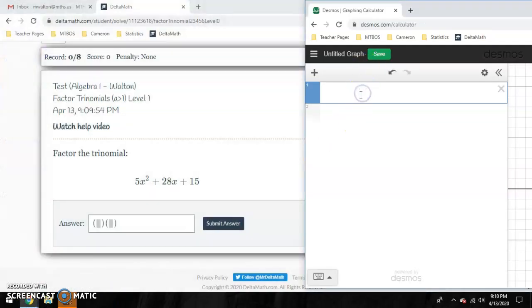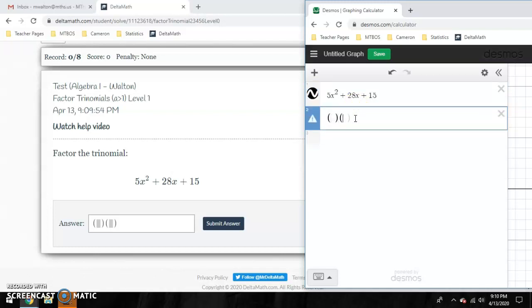I'm going to write it here. We have 5x squared plus 28x plus 15. Now let's talk about what should be in our parentheses. Our x squared breaks up into an x and an x. However, if I multiply x times x, that would just be x squared. I want 5x squared, so I'm going to put a 5 on one of these. If I multiply 5x times x, that is 5x squared. We are good there. Now I need two numbers that multiply to 15.